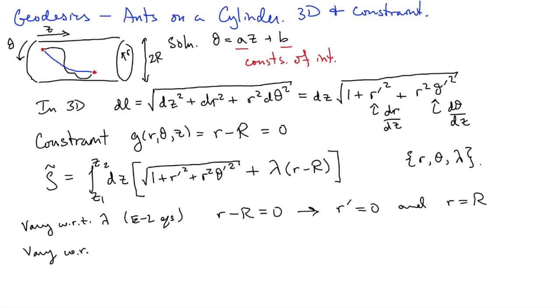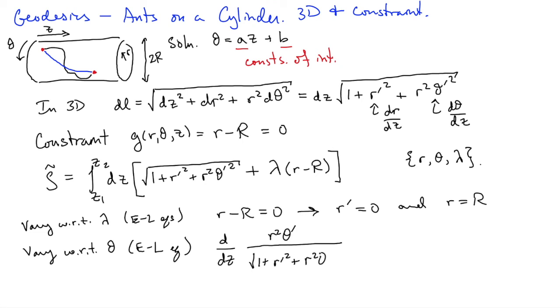Now let's vary with respect to theta. And again, we're going to talk about an Euler-Lagrange equation. Now we vary with respect to theta, and our Euler-Lagrange equation looks like d by dz of r squared theta prime divided by square root 1 plus r prime squared plus r squared theta prime squared equals 0.